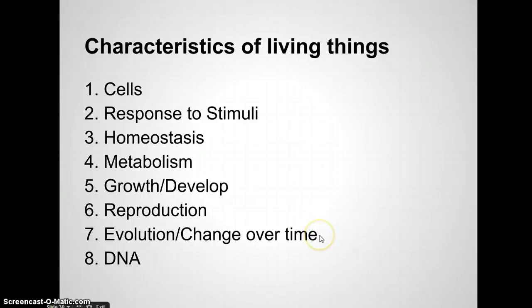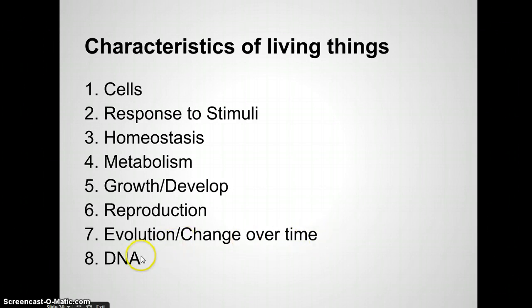7, living things evolve or change over time. This does not mean that one organism evolves and changes into something different over its lifetime. It means that a species evolves or changes over time. So one species of bacteria may be different from one generation to the next, but they're not changing in its lifetime. One species of bird may evolve over hundreds of thousands or millions of years, but we're not talking about one individual's lifetime.